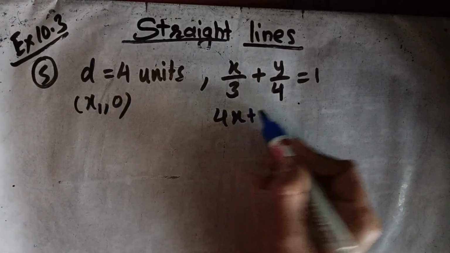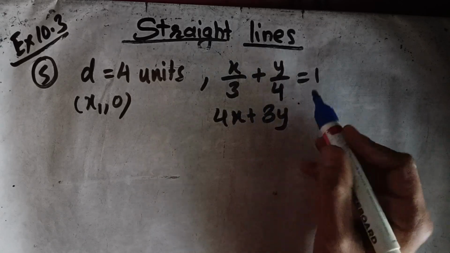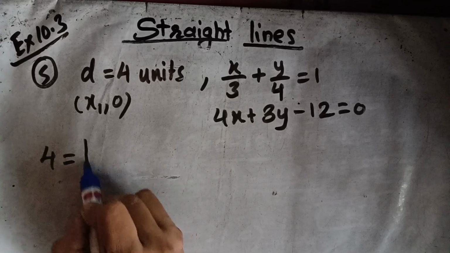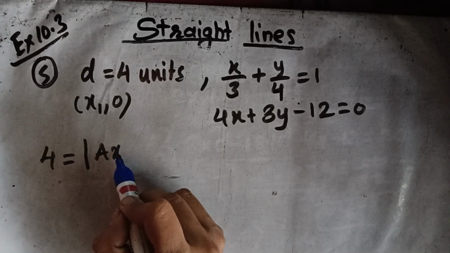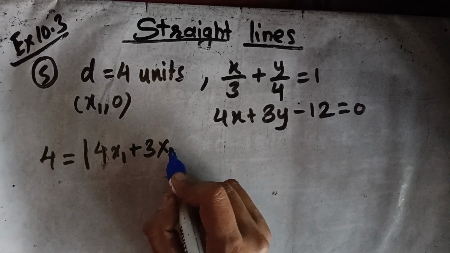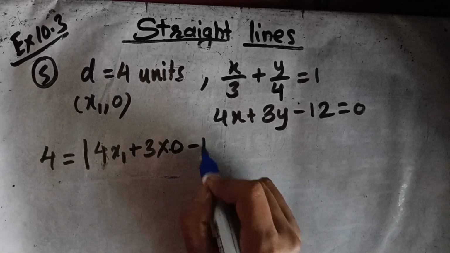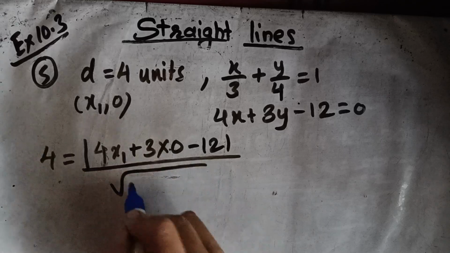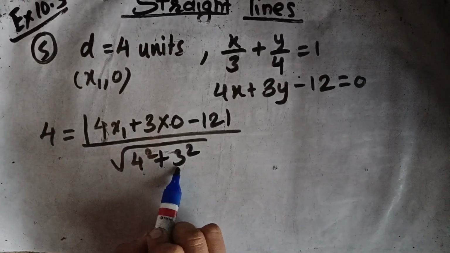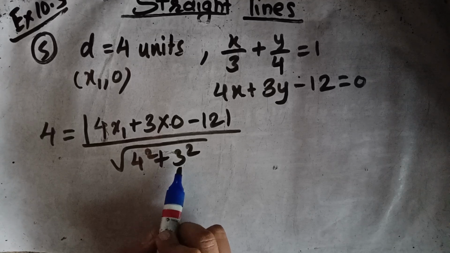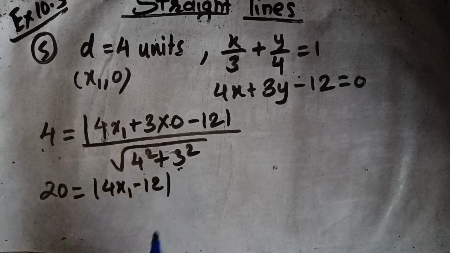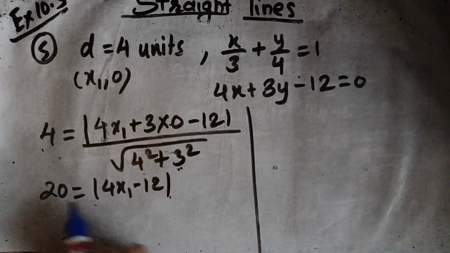This we can write as 4x plus 3y equal to 12, so minus 12. Distance is given by a into x1 plus b into y1 minus 12 upon root of 4 square plus 3 square. So this is 16 plus 9, 25, root is 5. So 5 fours are 20. So mod is there, so we have two values.